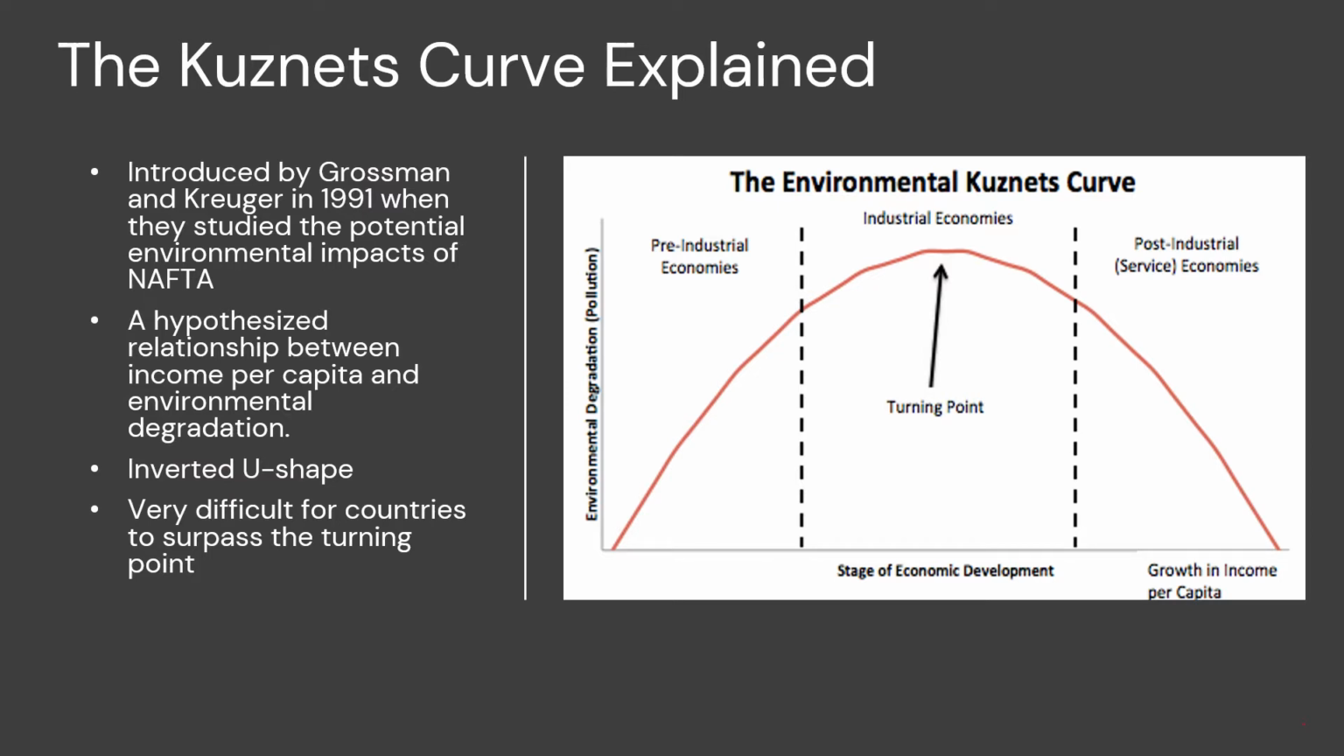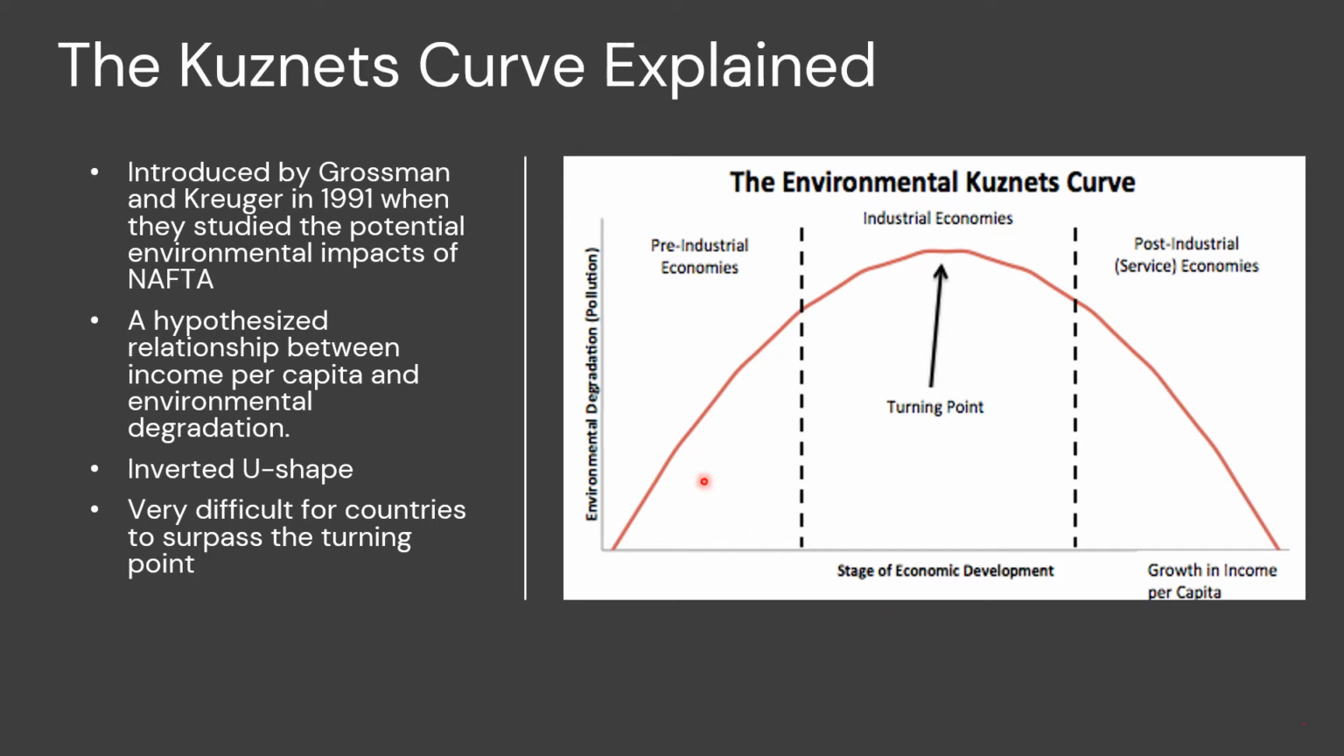The environmental Kuznets curve, or EKC, was introduced by Grossman and Krueger in 1991 when they studied the potential environmental impacts of the North American Free Trade Agreement. It is a hypothesized relationship between income per capita and environmental degradation. It proposes that indicators of environmental degradation first rise and then fall with increasing economic development.